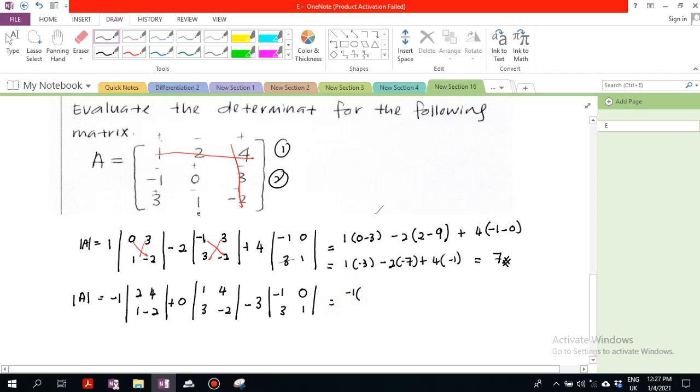negative 1 times negative 4 minus 4, then the second one will be 0. Okay, the third one will be negative 3 times 1 minus 6. So here you will get the same answer, which is negative 8 plus 15 to 7. So you will see here both answers show the same one. So if you take the third row also, you will get the similar determinant. Okay.